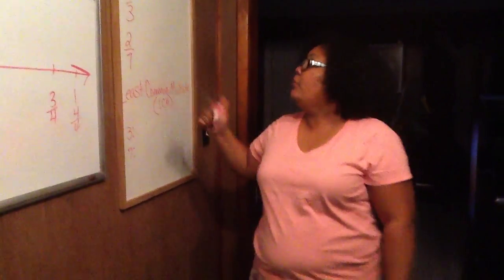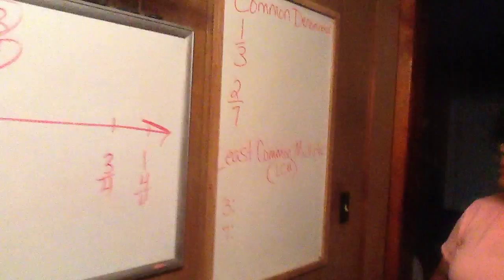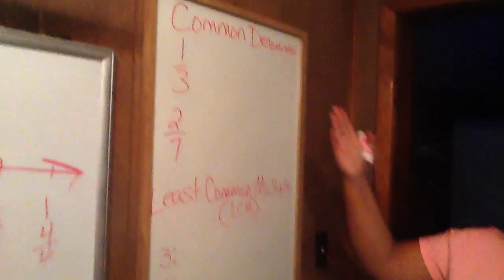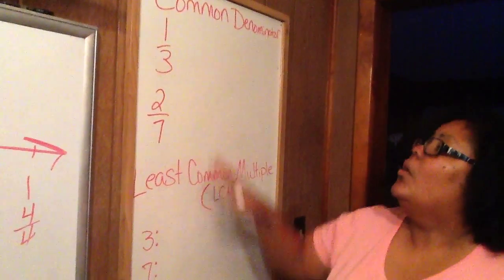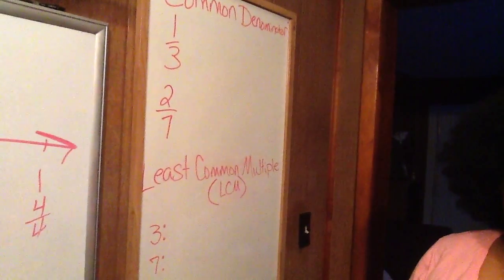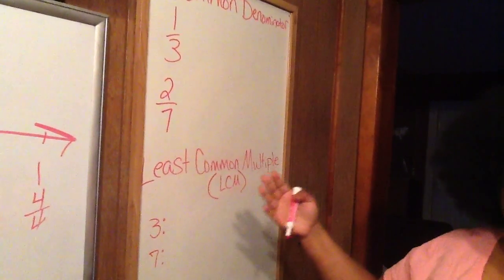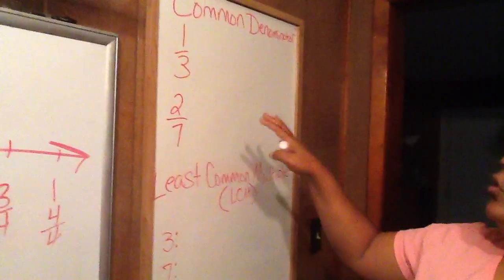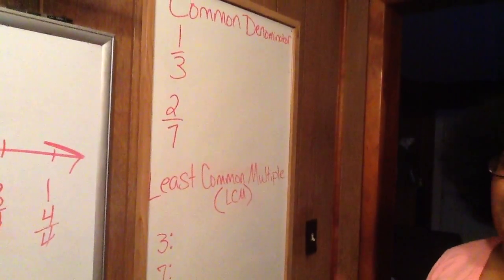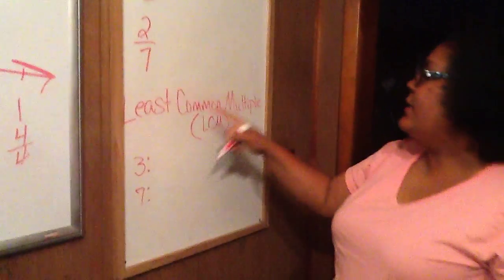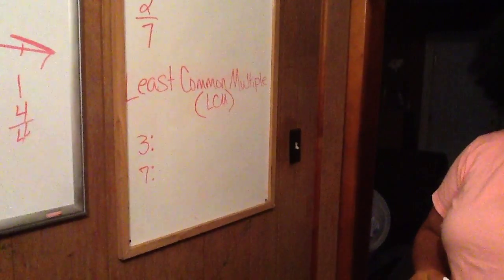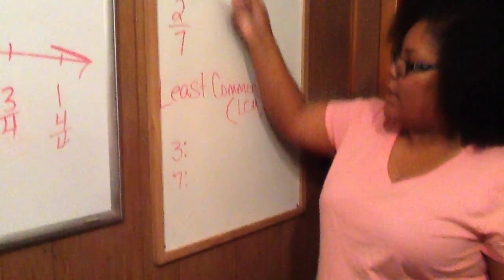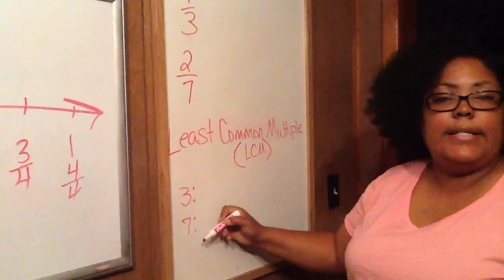Let's go back here. We're talking about our common denominator. We have the fractions 1/3 and 2/7. We cannot add these fractions or subtract these fractions without knowing how to find our common denominator. One of the easy ways we can do this is by finding our least common multiple, or some call it LCM. Here I wrote down my two denominators, 3 and 7.